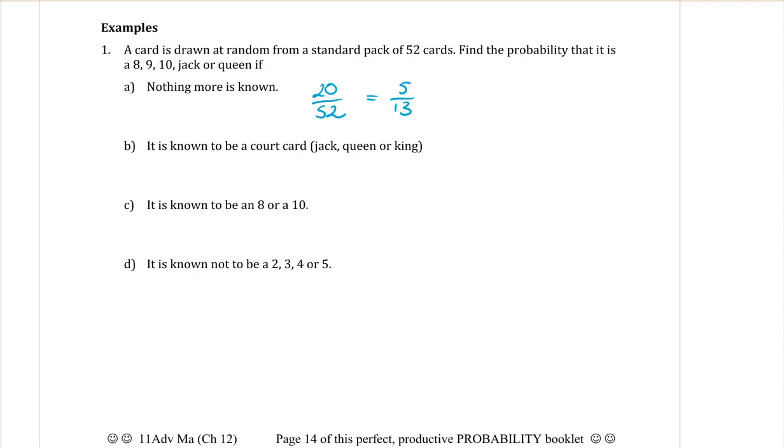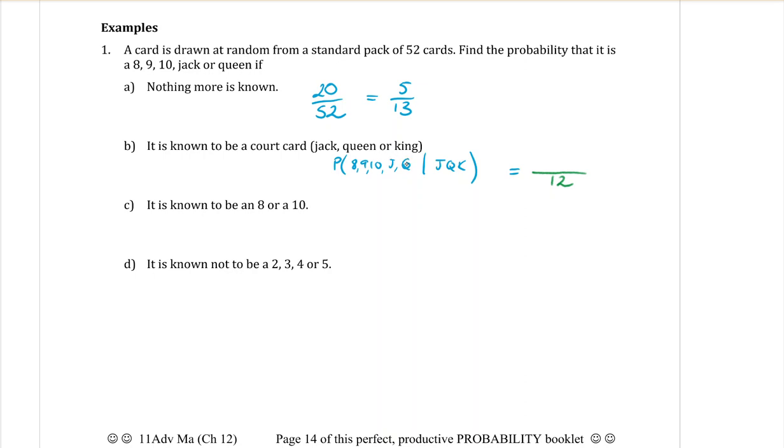Question B. It is known to be a court card, which is a Jack, Queen, or a King. So I'm trying to find the probability of an 8, 9, 10, Jack, or Queen, given that I'm only looking at the Jacks, Queens, and Kings. The number of cards that are Jacks, Queens, and Kings makes my denominator. So there's 3 of those in each suit. 3 times 4 makes 12 for my denominator. Of the Jacks, Queens, and Kings, I want to know the probability of selecting 8s, 9s, 10s, Jacks, or Queens.